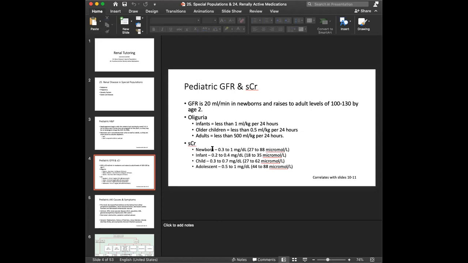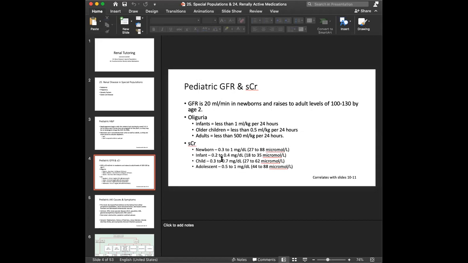Serum creatinine, as you can tell, changes too. Let's look at milligrams per deciliter. This is the normal way to look at it. This is the not normal way to look at it. But 0.3 to 1 is normal in newborns. By the time we get to adolescents, it's 0.5 to 1. So it's very similar from a newborn to adolescent, but let's look at infants and children. So 0.2 to 0.4 in infants, or in children, 0.3 to 0.7.